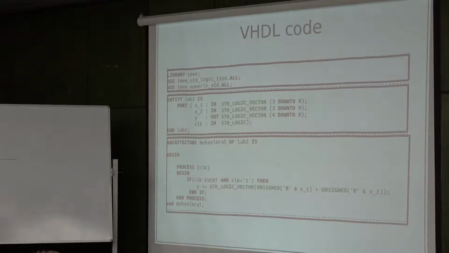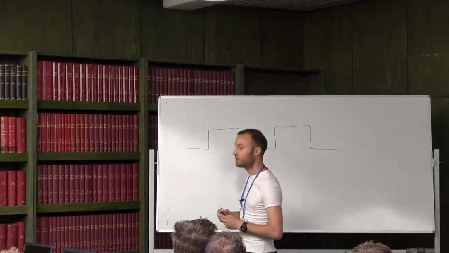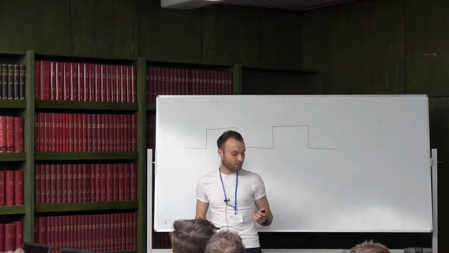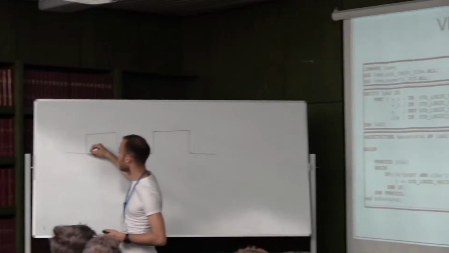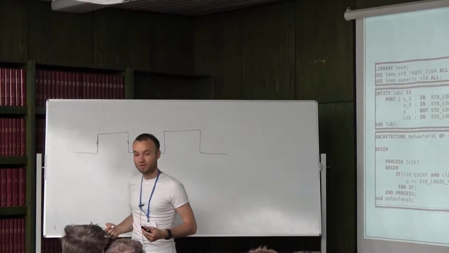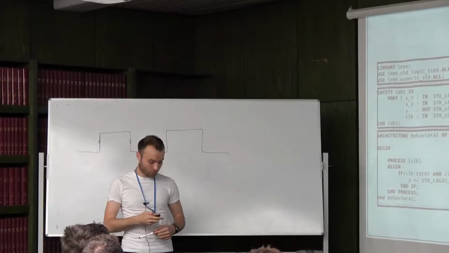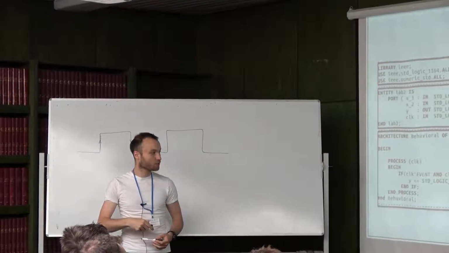If we stay on a low level or on a high level, nothing happens. But once there is a change of the signal that is in the sensitivity list, we have two types of changing: rising edge and falling edge. Then our circuit will be updated.